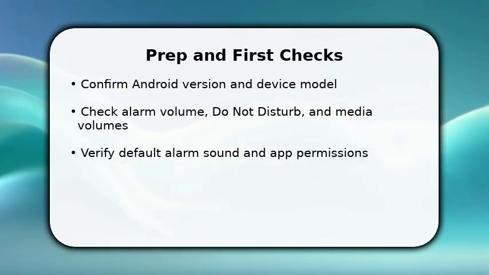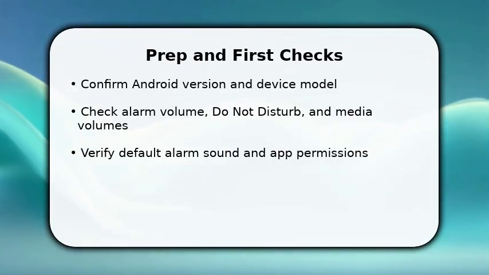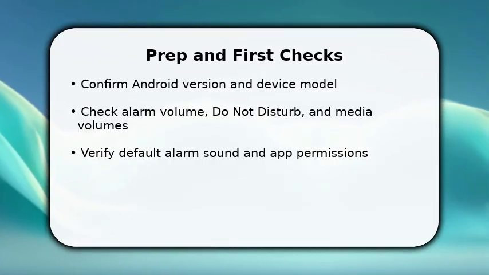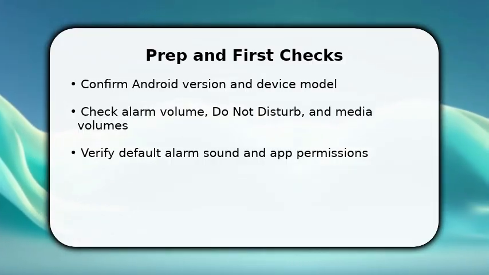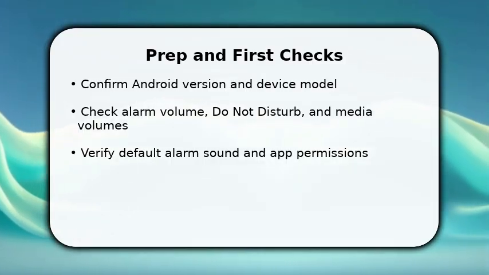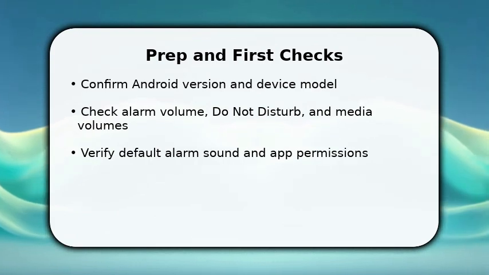Once done, open your clock app, tap an existing alarm, and verify the selected alarm sound and that the clock app has permission to override Do Not Disturb. These initial checks prevent chasing the wrong settings and let you focus on the real fixes quickly.